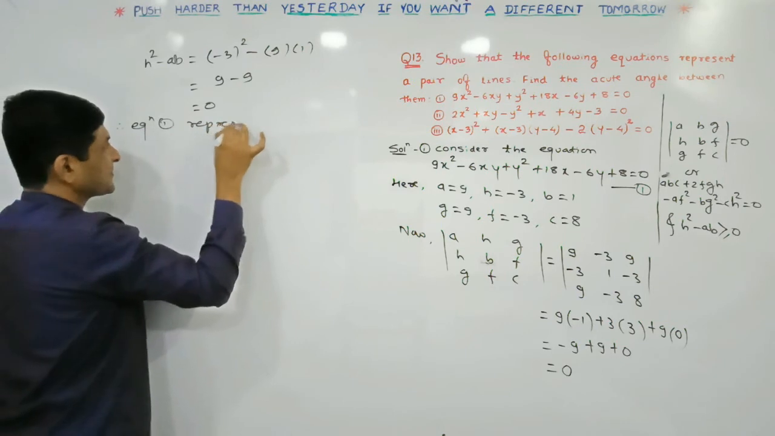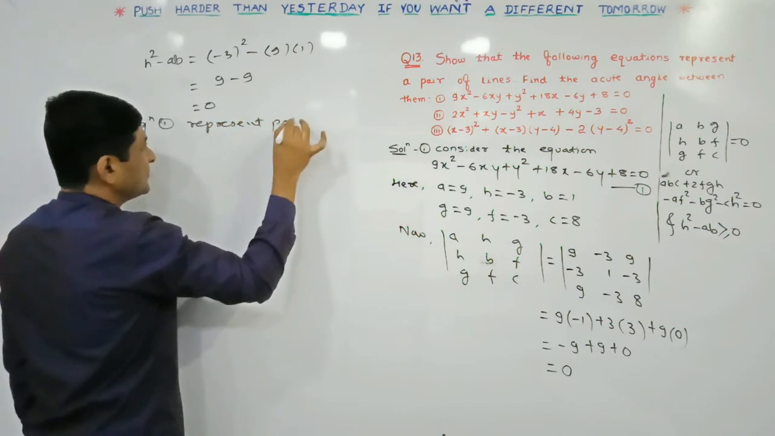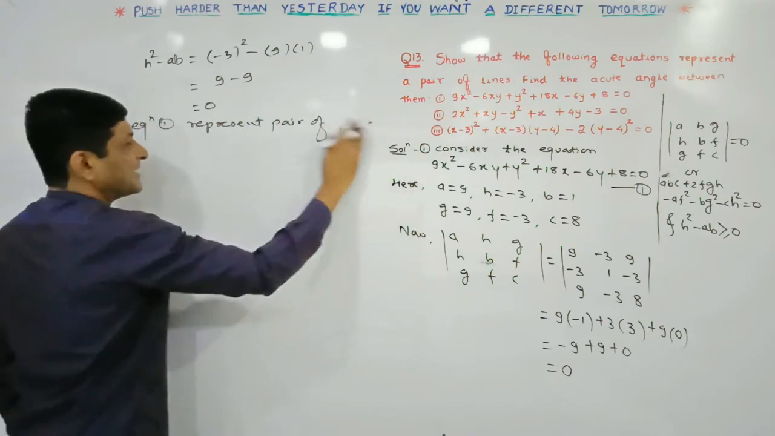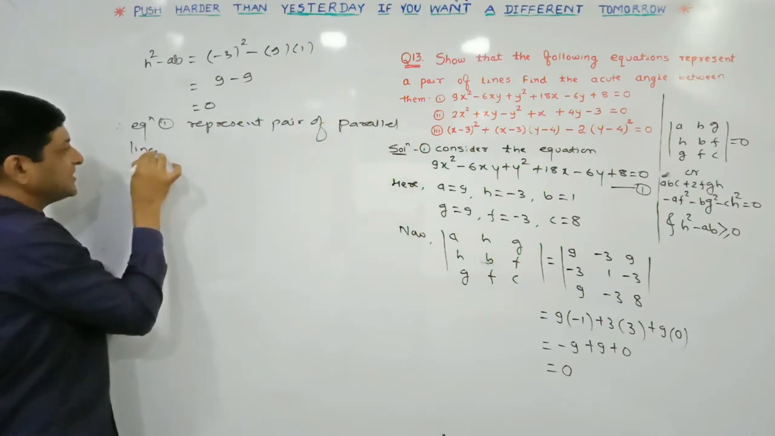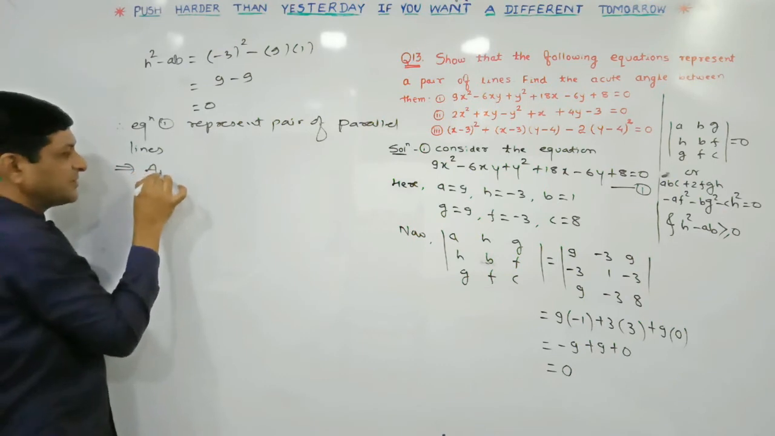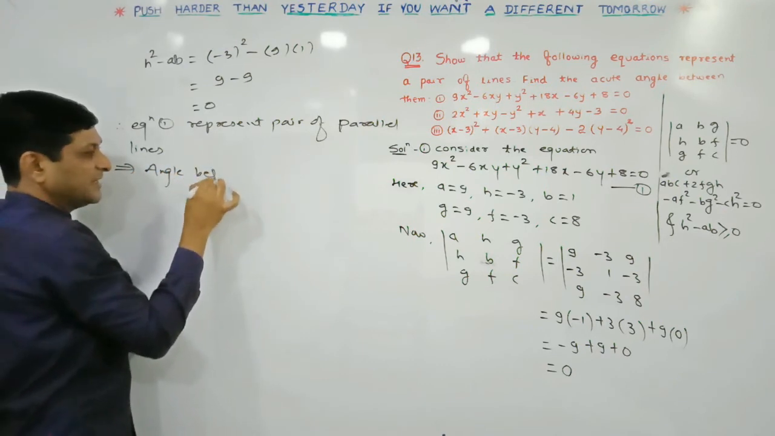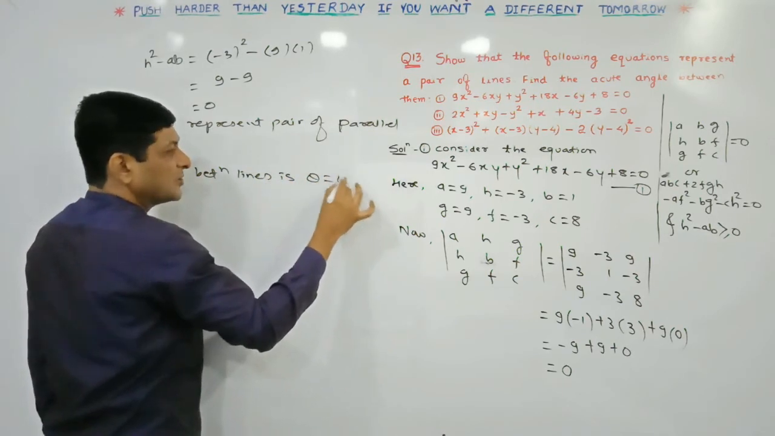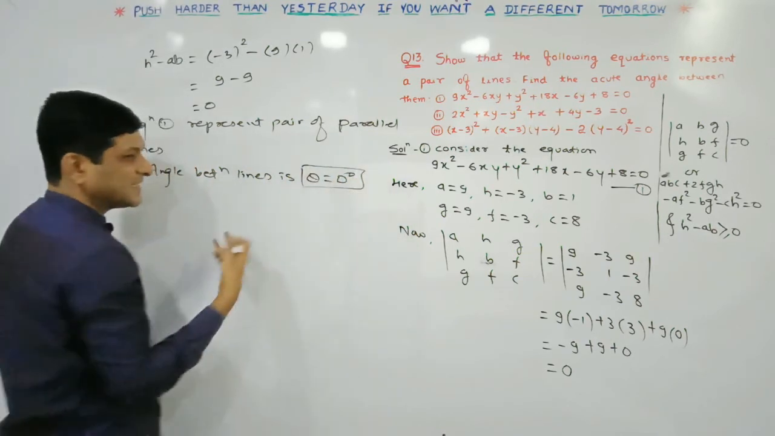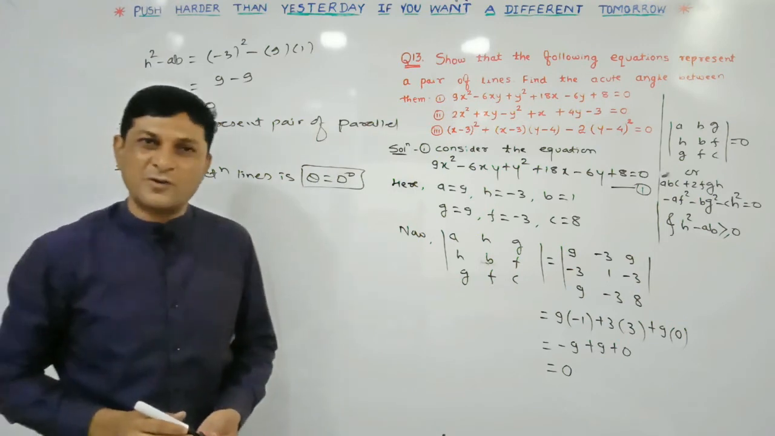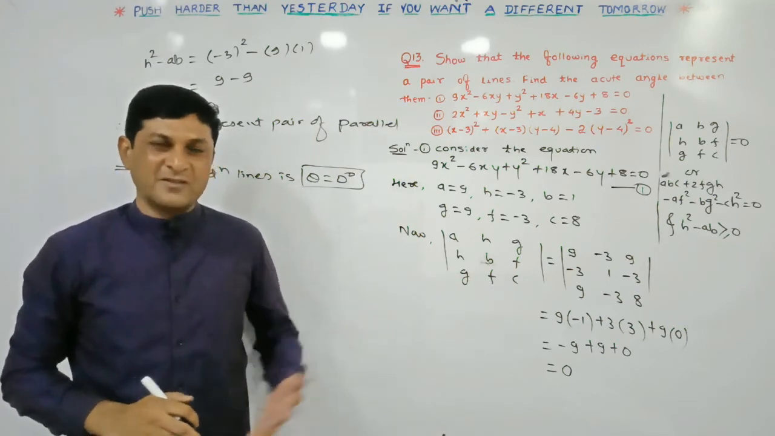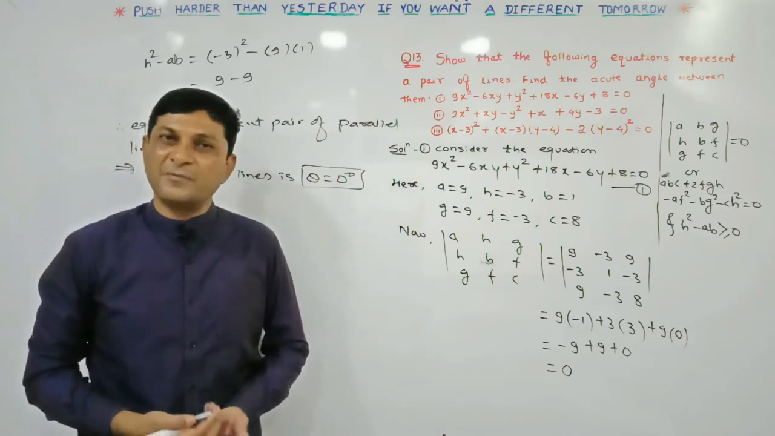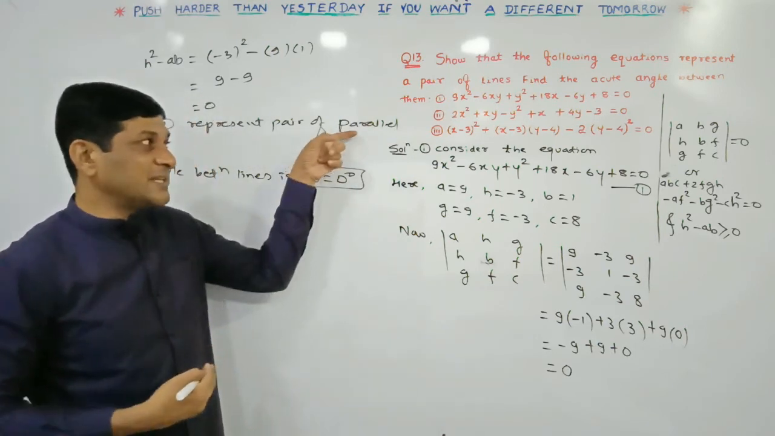represent pair of parallel lines, which implies that angle between lines theta is equal to 0 degree. We know that if lines are parallel, then angle between them is equal to what? 0 degree. Instead of applying the formula, directly we can say that angle between the lines will be equal to 0 degree because already we have proved that lines are what? Parallel.